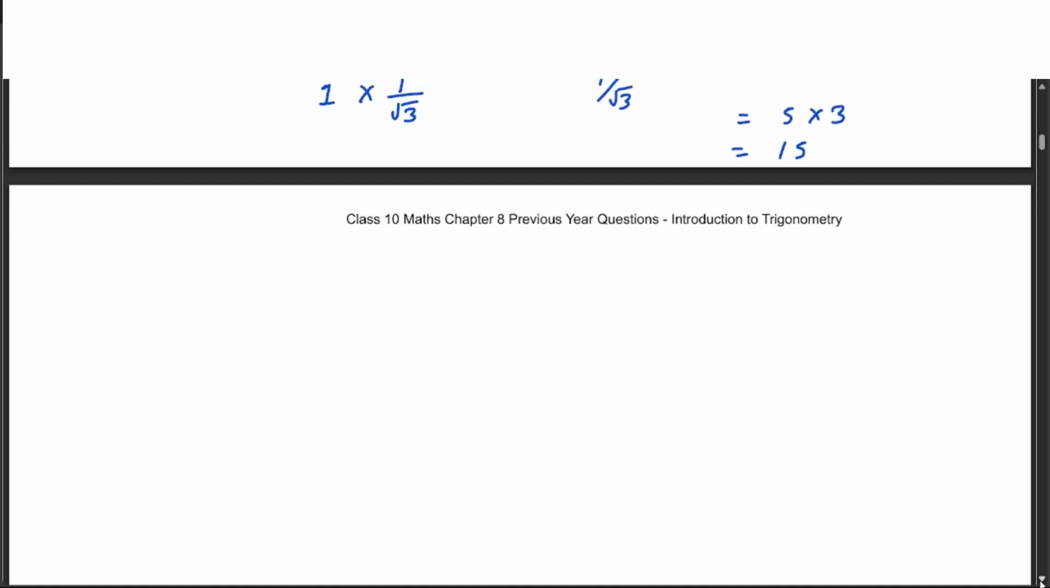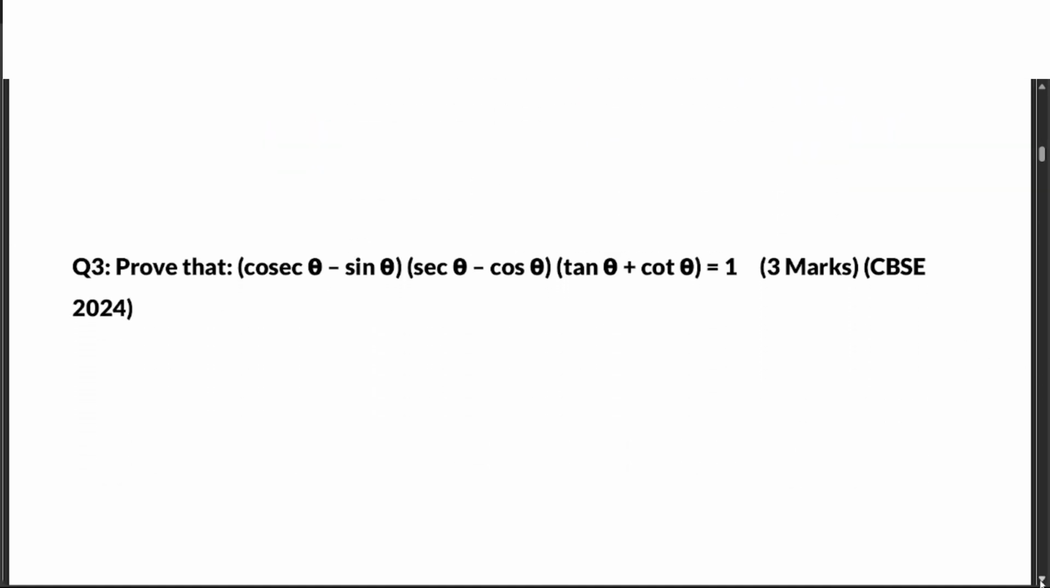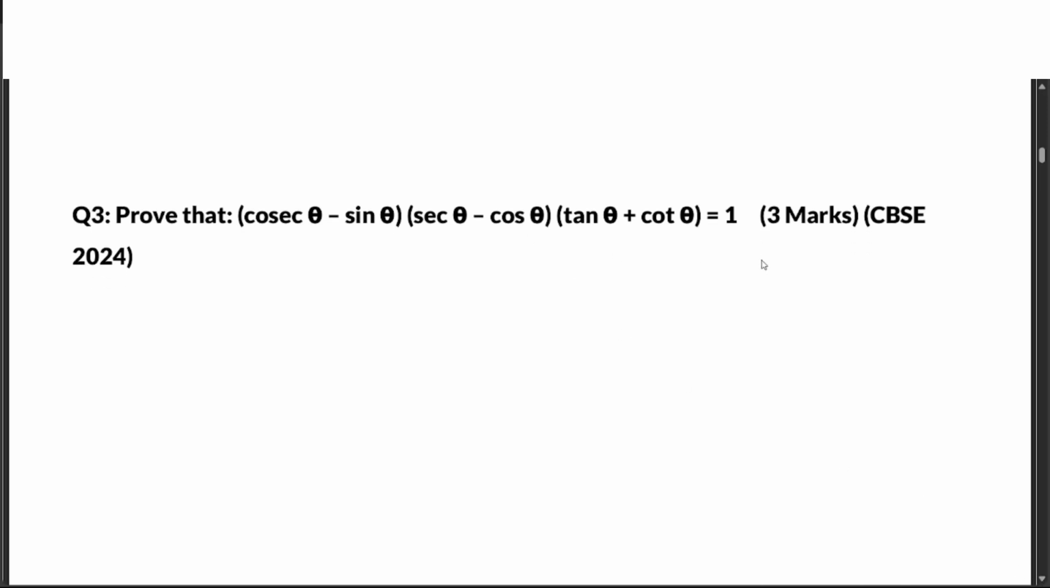Now coming to the next question, again of 2024 and again a 3 marks question, a bigger one. It says cosec theta minus sine theta times sec theta minus cosec theta times tan theta plus cot theta is equal to 1. So basically we have to prove that the LHS, left hand side, is equal to 1, the RHS.